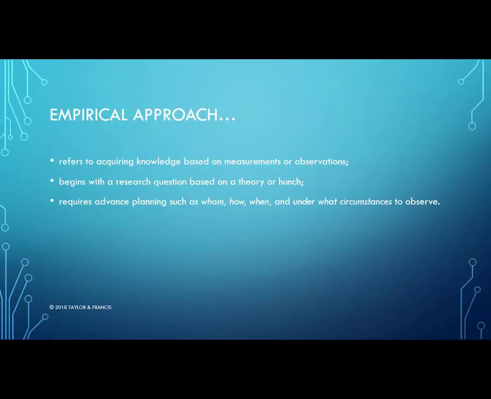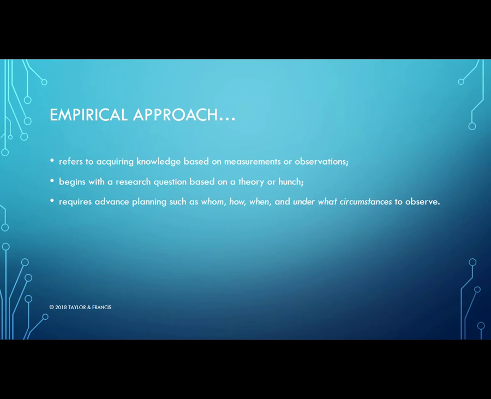When we talk about empiricism, we are referring to direct observation to obtain knowledge. The empirical approach is based on making observations of individuals or objects of interest. It begins with a research question based on a theory or a hunch. It requires advanced planning, such as whom, how, when, and under what circumstances to observe. With the empirical approach, you can't simply jump in and say, this is what I'm doing. You have to stop and think about it, and make sure that you have a plan.